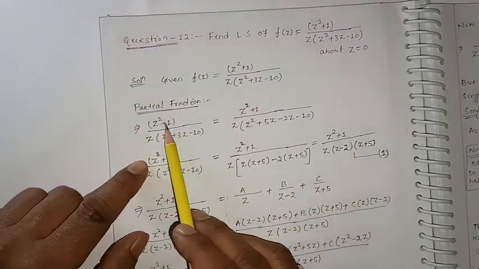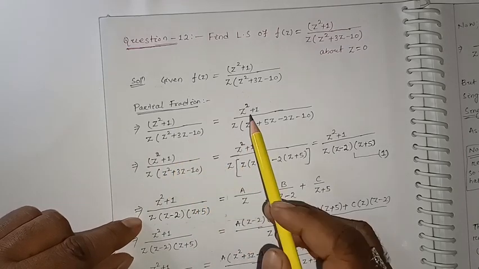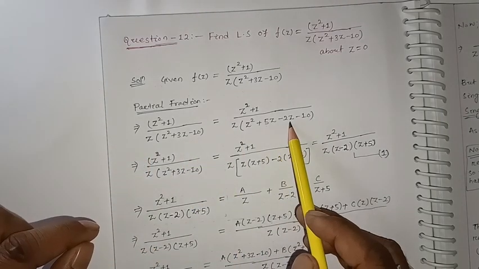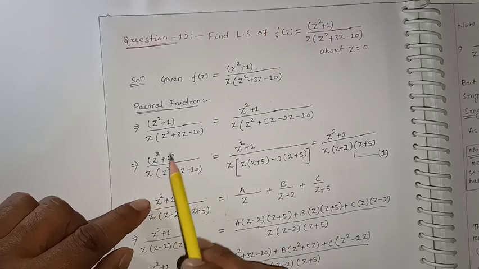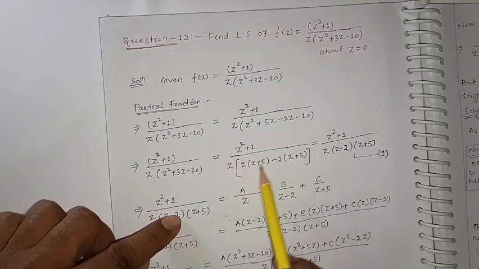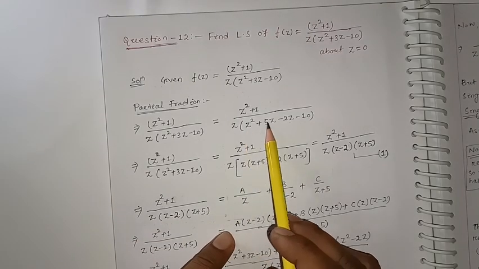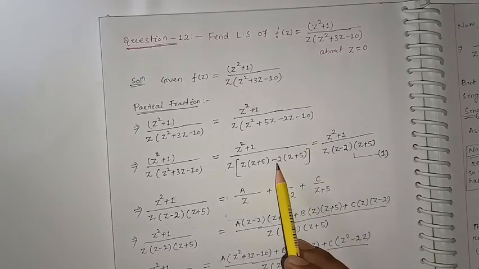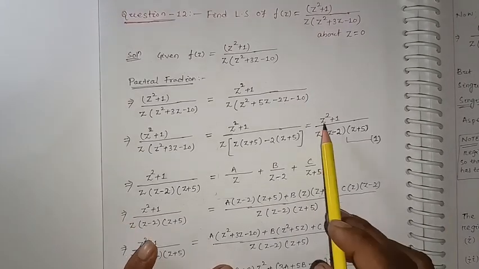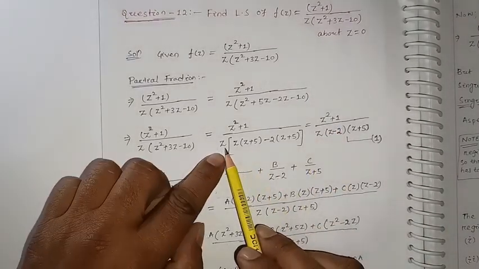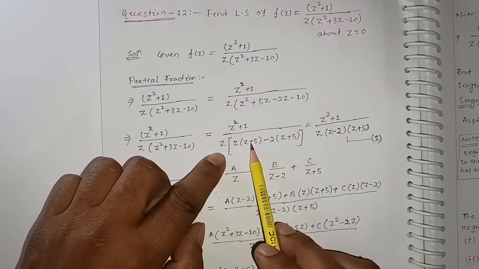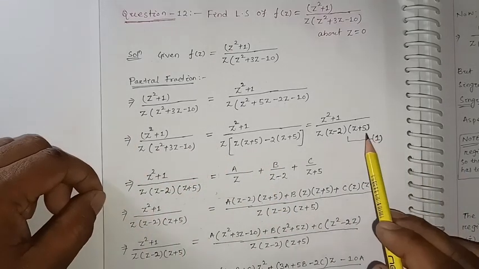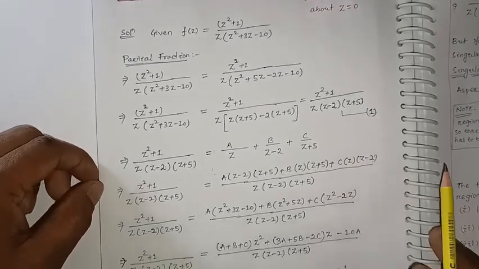By partial fraction, this z² + 1 by z into (z² + 3z - 10) will be written as (z² + 1) by z into (z² + 5z - 2z - 10). That implies (z² + 1) by z into, taking z common from the first two terms, z(z + 5), and taking minus 2 common from the other two terms, minus 2(z + 5), which will be equal to (z² + 1) by z into (z - 2)(z + 5). Let this be your equation number 1.